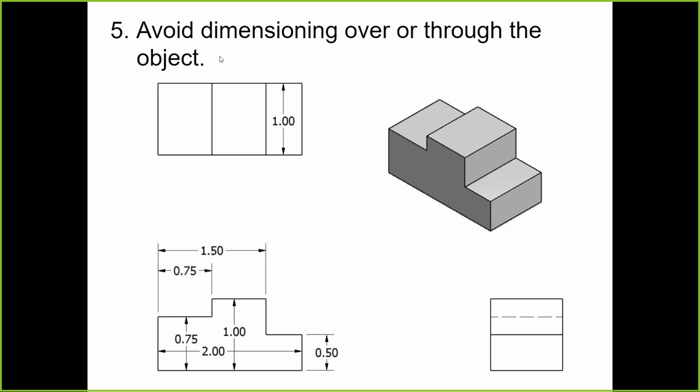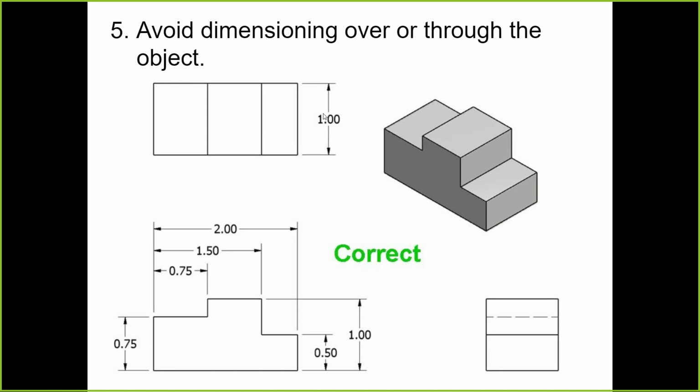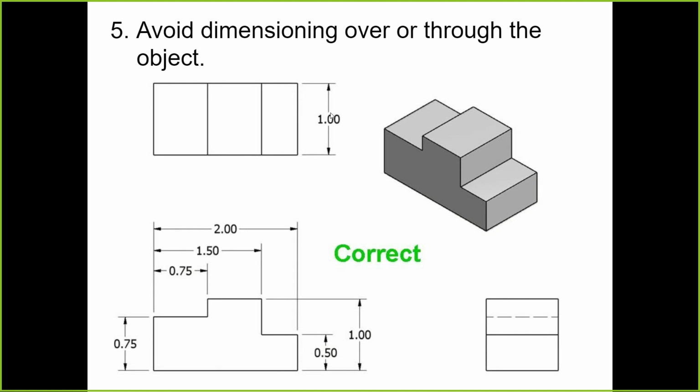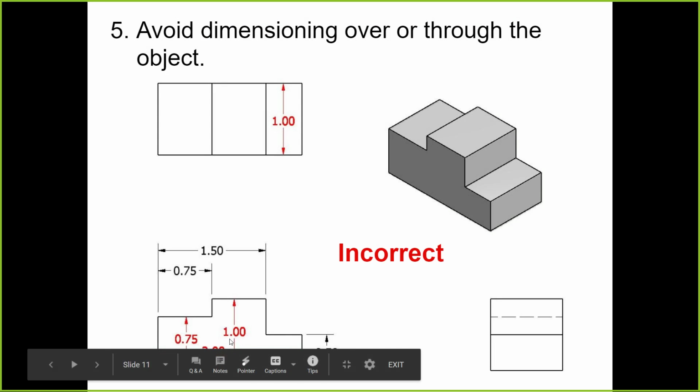Next one. Avoid dimensioning over or through the object. What's that mean? So do not do this. Do you guys see this? They put 1 inch right here. Don't put it through the object or in the middle of it. Put it out here. See, out there. So don't put it here. Move it to the outside of the object if possible, okay? Look at the ones down there. Watch this. Let me go back real quick. Look at this one. They put all kinds down there.